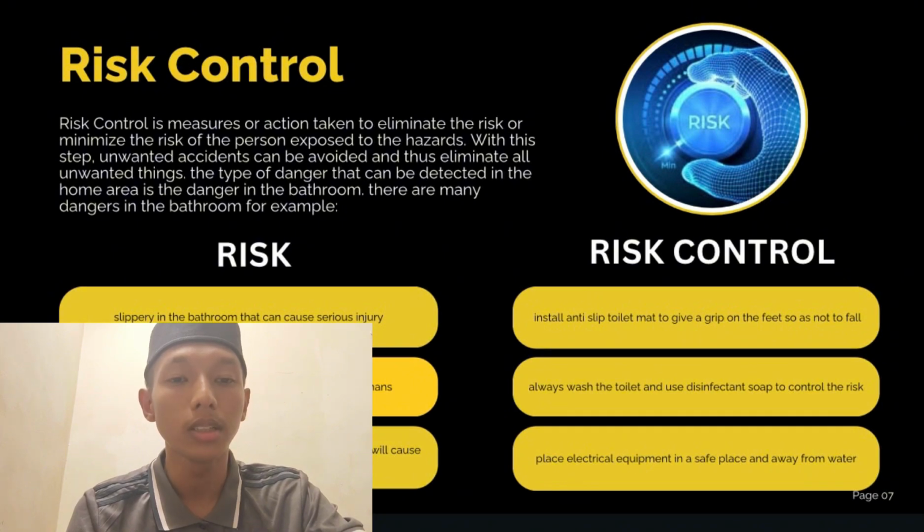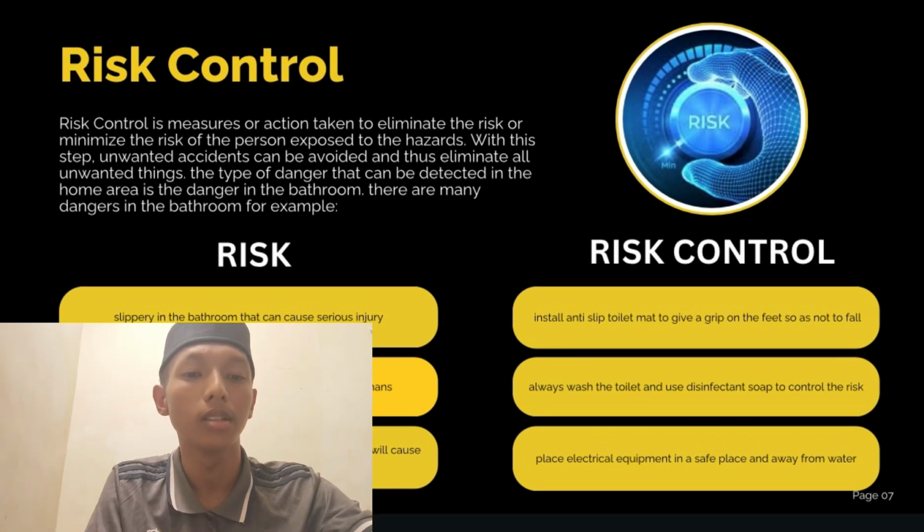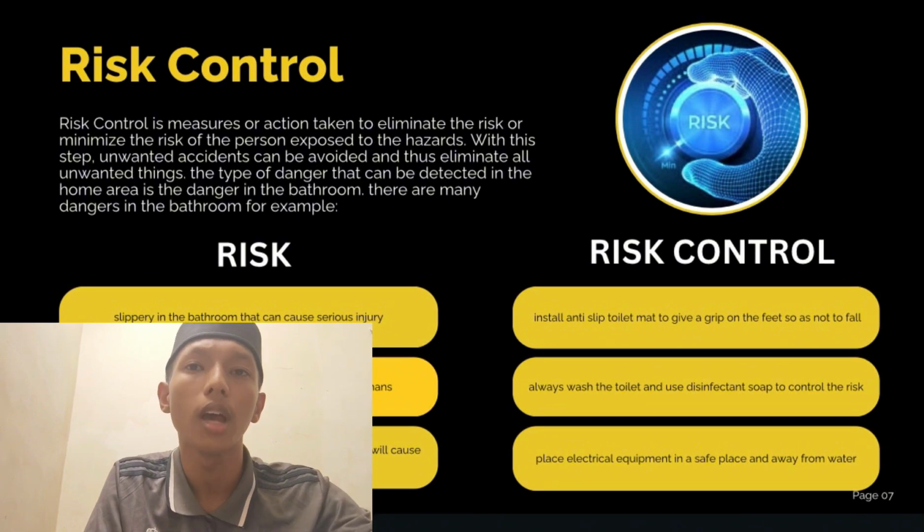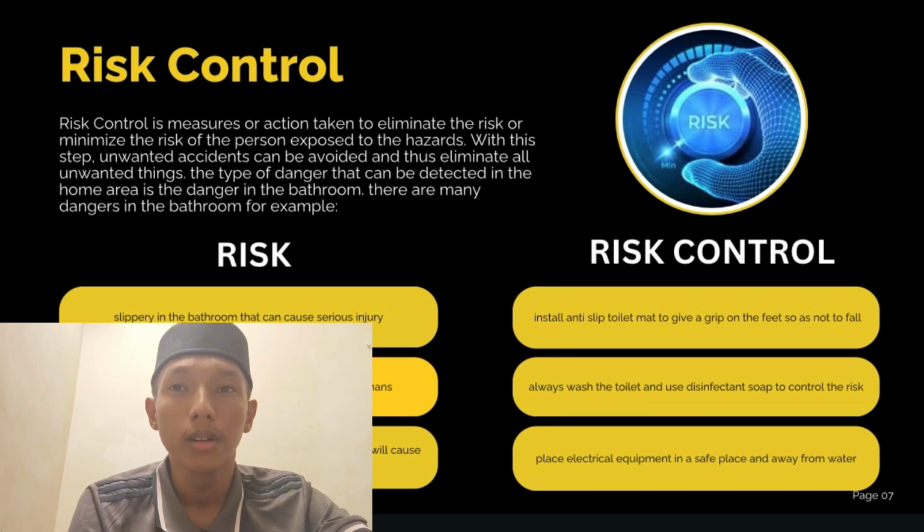To control this risk, we can install an anti-slip toilet mat to give a grip on our feet so as not to fall. Next, the bathroom has a lot of bacteria that can cause health problems to humans. We should always wash the toilet and use disinfectant soap to control the risk. Furthermore, electrical equipment placed near water that can cause electric shock is one of the hazards. This can be controlled by placing electrical equipment in a safe place and away from water.